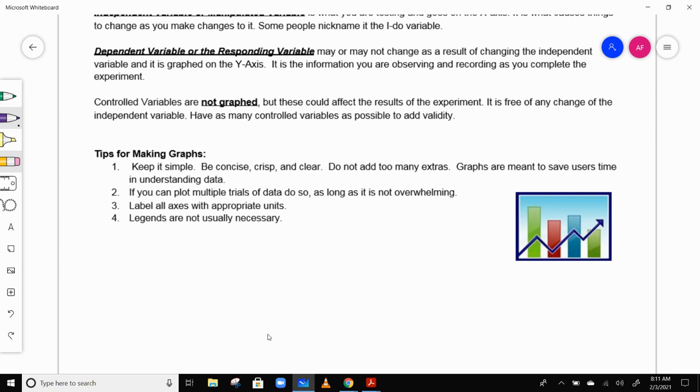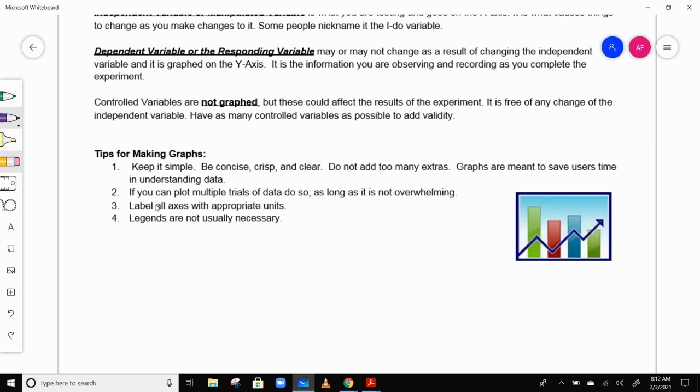The second thing, if you can plot multiple trials of data on one graph, do so, as long as it's not overwhelming. You don't want like 20 trials on one graph. Okay, you don't want like 20 lines on one graph, but if you have like 3 lines or 3 sets of bars, 3 trials, go ahead and put them on one graph. You don't need to put them all on 3 different graphs. I'd say like 3 to 4 is like max usually. 5 is getting a little cluttered. Okay, so as you do more and more trials, it gets more and more cluttered.